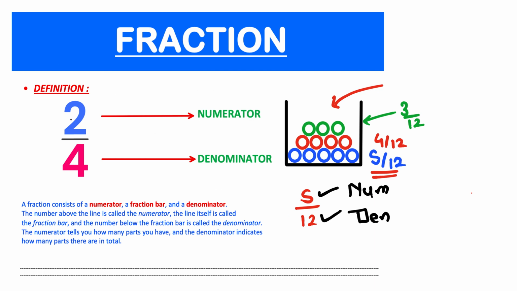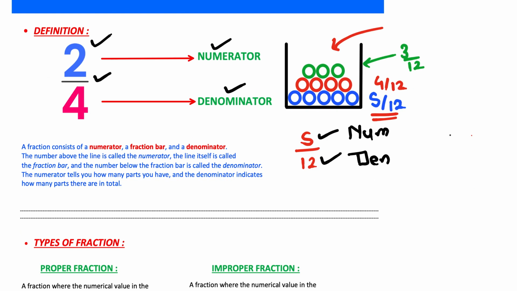Like, see here I have taken an example. The top number is the numerator, the bottom number is the denominator, and the line which differentiates top and bottom is called the fraction bar. So I hope you must have understood what exactly a fraction means, what the parts of a fraction are and how a fraction gets represented: the numerator, the denominator and the fraction bar. Okay, so let's move on to the types of fractions.